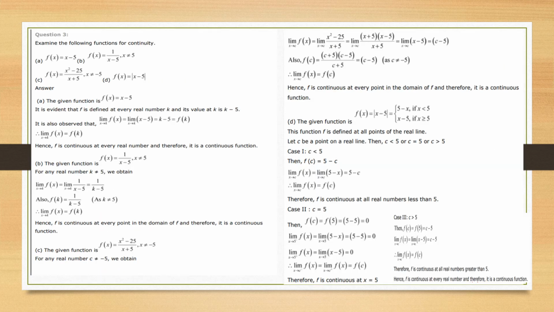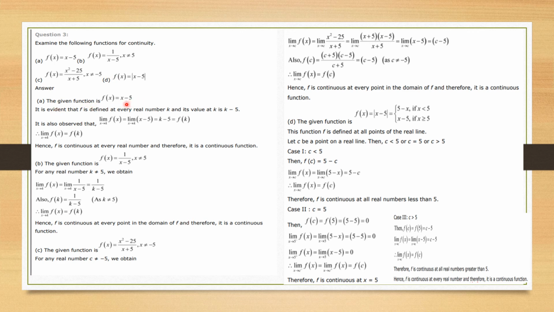Okay. Now question number 3, this is a very good question. This is in 4 parts. Examine the continuity of x - 5, 1/(x - 5), (x² - 25)/(x + 5), and |x - 5|. A variety asked in just a single question, asked in different ways, on how you will check whether the function is continuous or not. So let us see. This one is simple, like example 1.